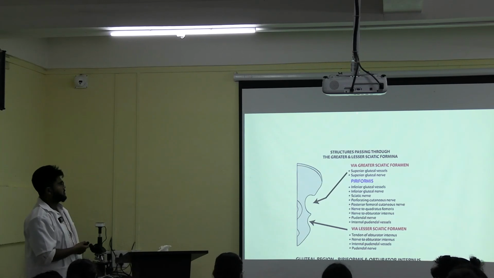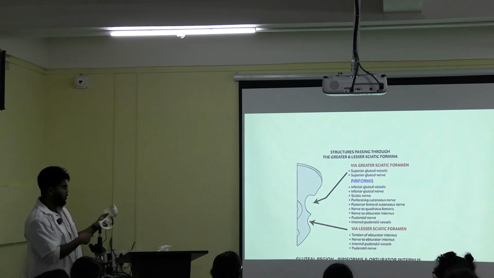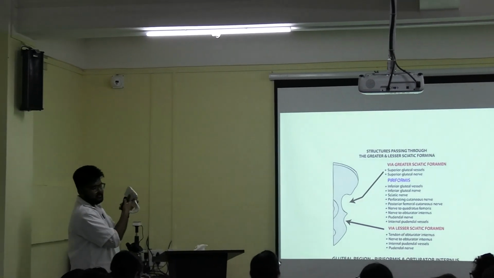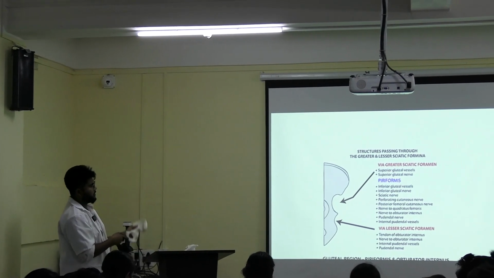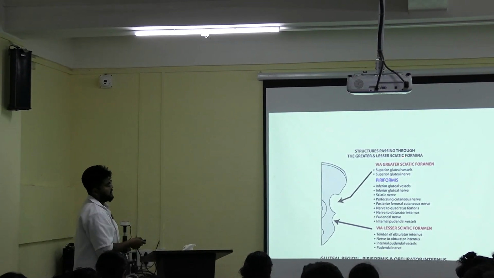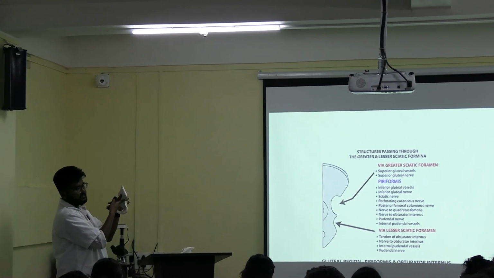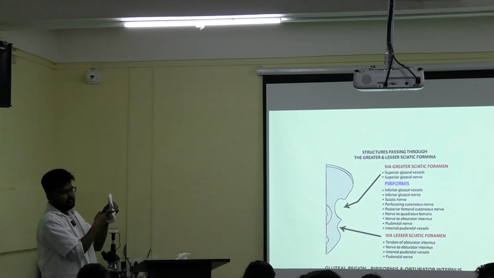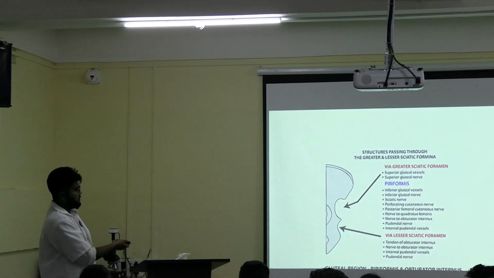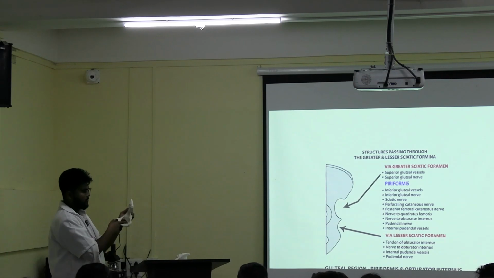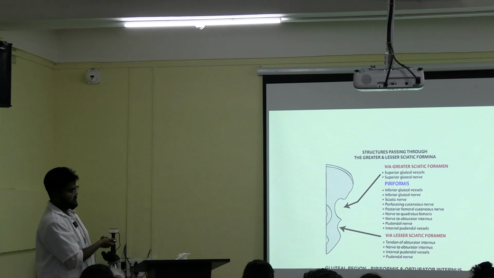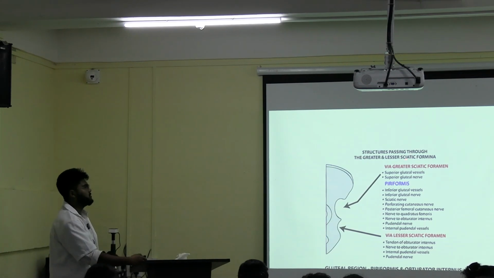These things are very much important. The contents of the greater sciatic notch and the contents of the lesser sciatic notch, meaning what structures pass through it. You can see the first 6 structures are very important: superior gluteal vessels and superior gluteal nerve, piriformis muscle, inferior gluteal vessels and inferior gluteal nerve, and the sciatic nerve. Similarly, in the lesser sciatic notch, the tendon of obturator internus muscle, the nerve to obturator internus muscle, and the pudendal nerve. So these are the contents of the greater sciatic notch.